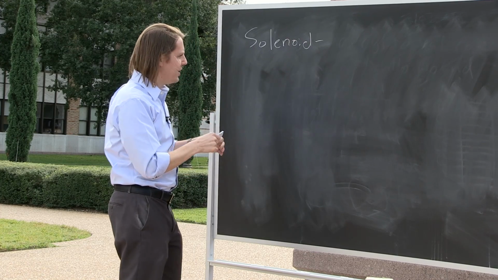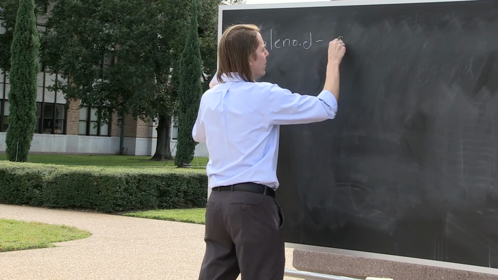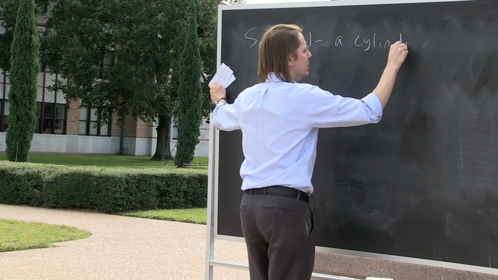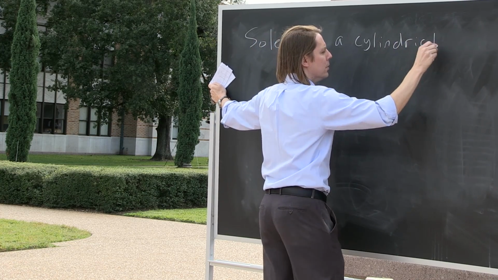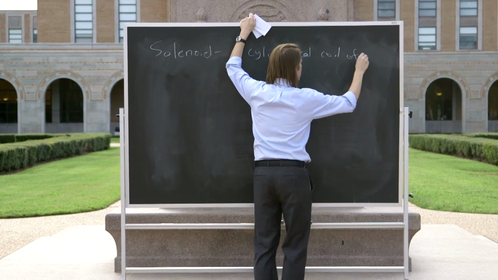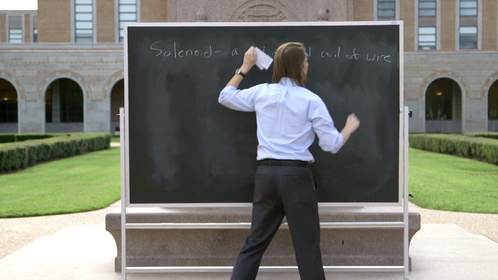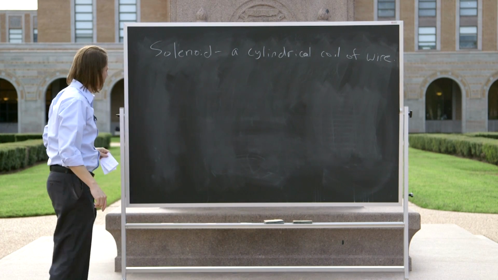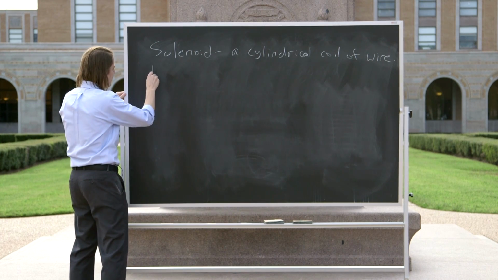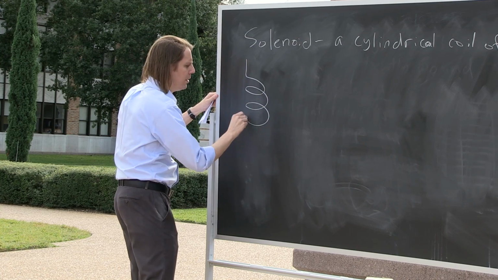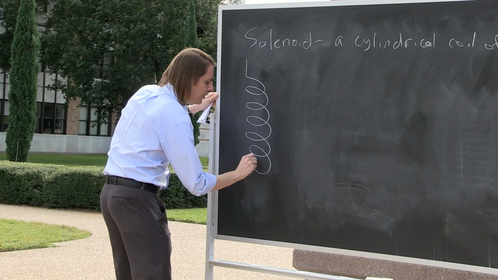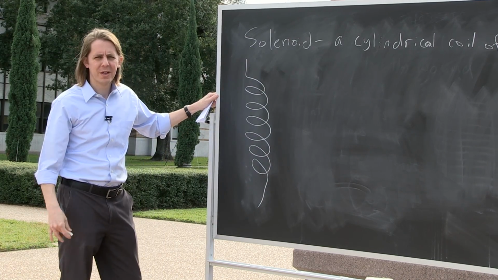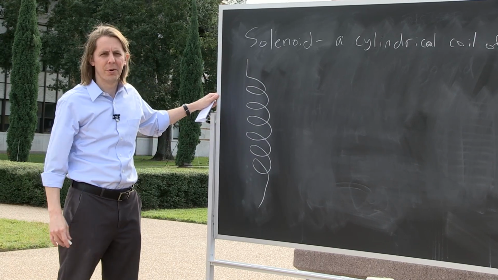So a solenoid is a cylindrical coil of wire. If I were to draw a solenoid, it just looks like this. Here's some wire, and it loops around, making kind of a helix. And if you want to make a field, you just send a current through it.